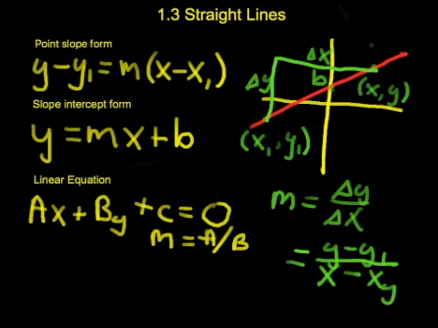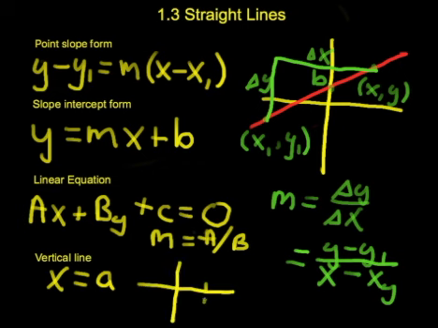Now this is all great as long as the line has a slope, but what if it's a vertical line? If it's a vertical line, then the change in x is 0, in which case I would be dividing by 0. So obviously a vertical line doesn't have a slope. In that situation, we just say x is equal to some constant. Maybe this is the point A, and then the graph is just a vertical line that goes through the point A.